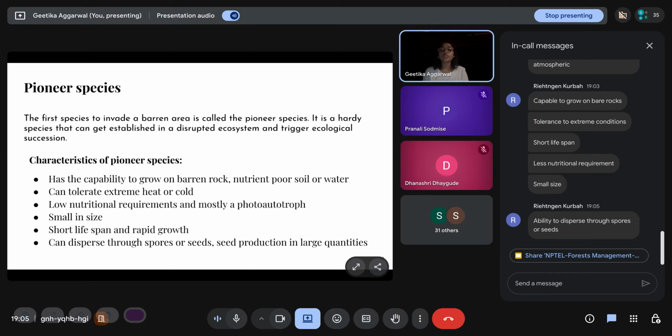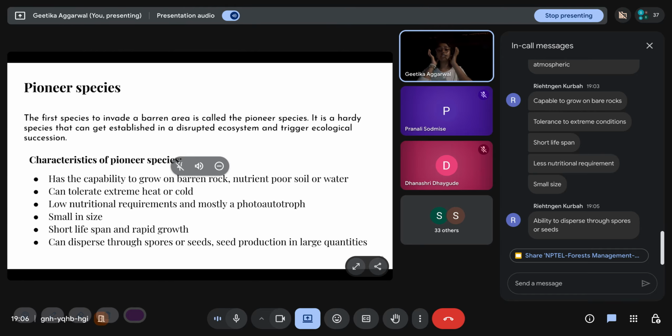And the species is more or less small in size because it has to establish on this area which, if it's a rock, does not have a lot of support. There's no place to put your roots in. So you need to be small in size to be able to establish there. And they have a short lifespan and rapid growth. They can grow rapidly, but the lifespan is still short.